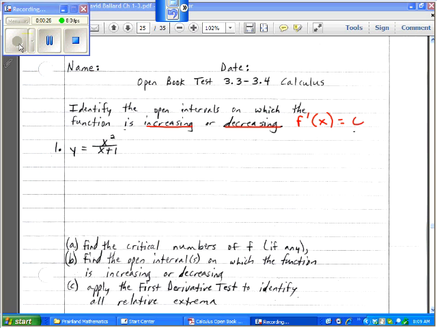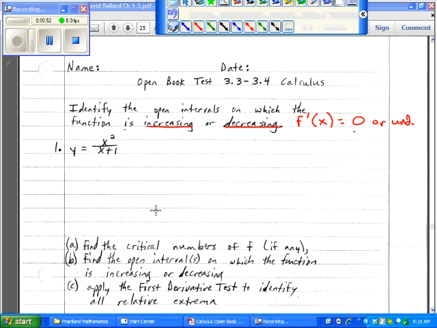So that's going to be where f prime is 0 or undefined. When we find where the derivative is 0 or undefined, we'll find those critical numbers, which we can divide into intervals, and we can check to see if it's positive or negative within that interval, and that will determine whether or not it's increasing or decreasing. So the first thing we want to do is to find the derivative of the original function.